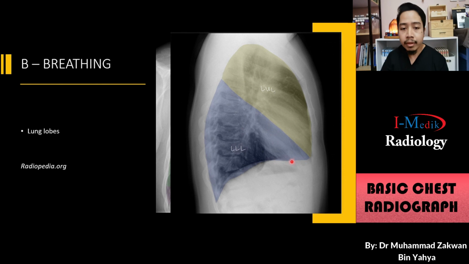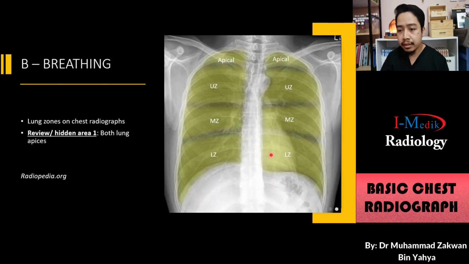For the breathing, as I said previously, we divided the lung into 3 zones, and now I will talk about the apical zone. So we have 4 zones on each side: apical, lung apex, upper zone, mid zone, and lower zone. We have review areas or hidden areas. I will talk about a few hidden areas. The first one is the lung apices.